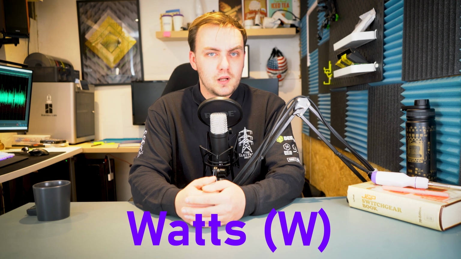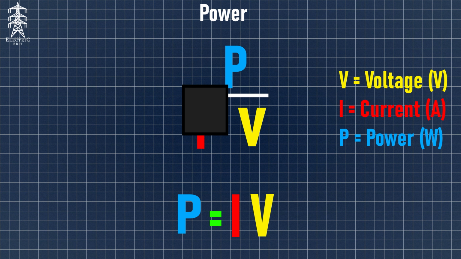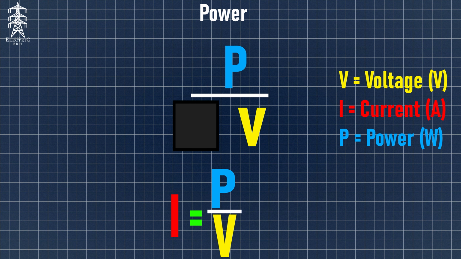Power, measured in watts, is the current multiplied by your voltage. So higher voltage or higher current gives you more power. And here's another triangle, where you can work out any missing value from two known values.